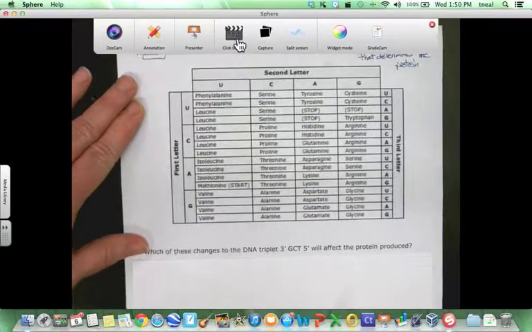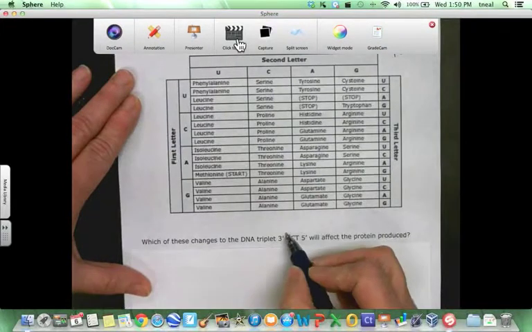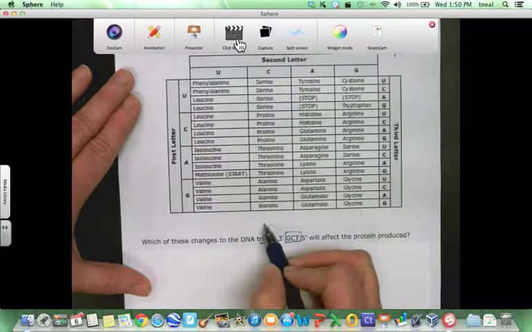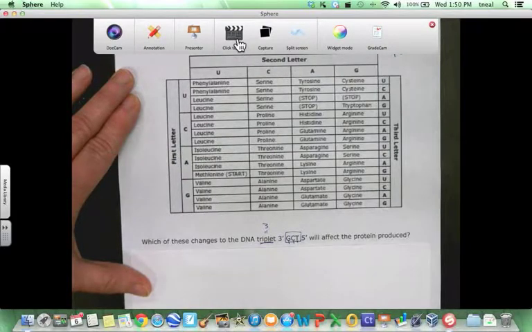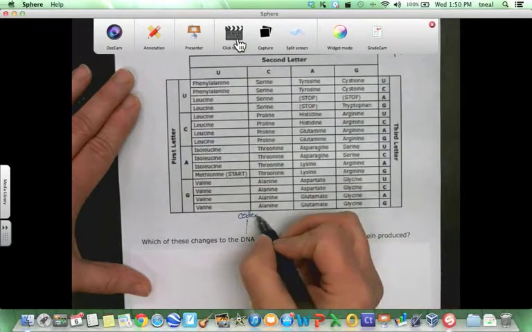The question is, which of these changes to the DNA triplet will affect the protein produced? This is our triplet. Remember, we had said earlier a codon deals with the 3 nitrogen base sequence. Triplet means 3. All right, and we see 3 nitrogen bases here. So DNA has the code. This we know. The code is here. DNA has the code, and that code is made up, again, of the nitrogen bases.